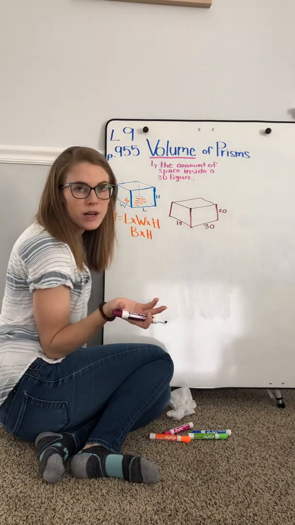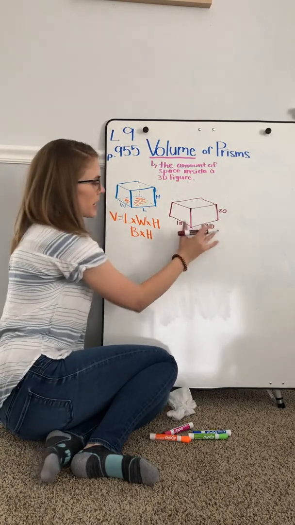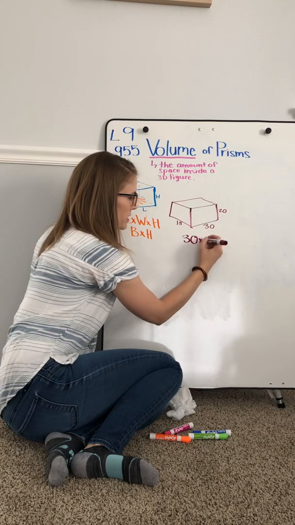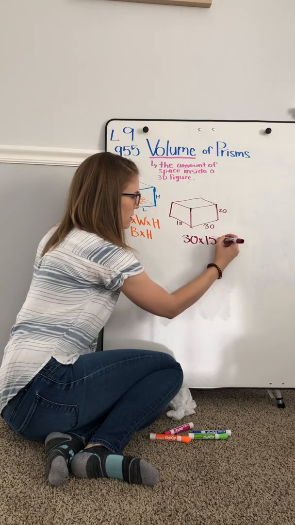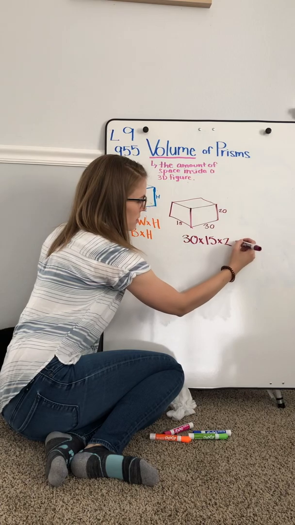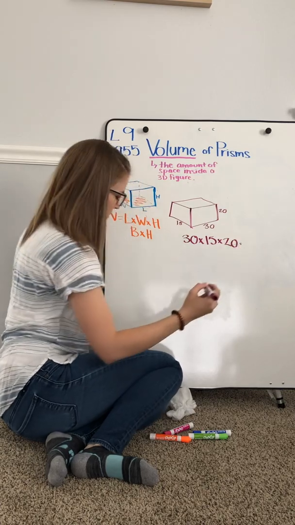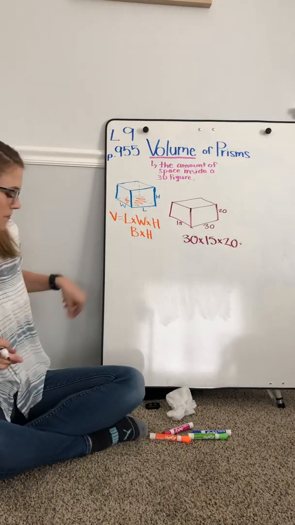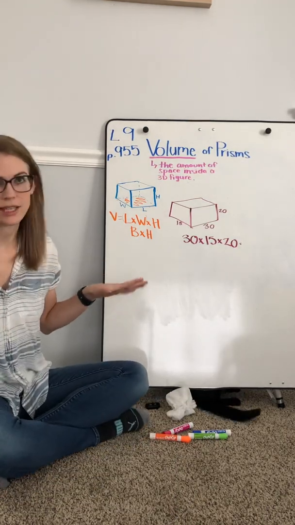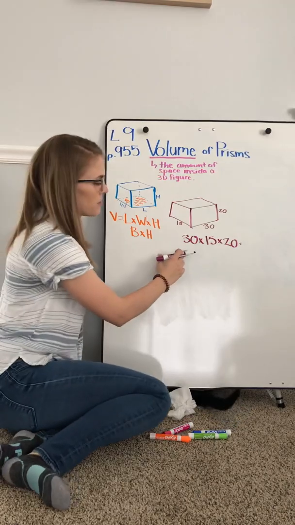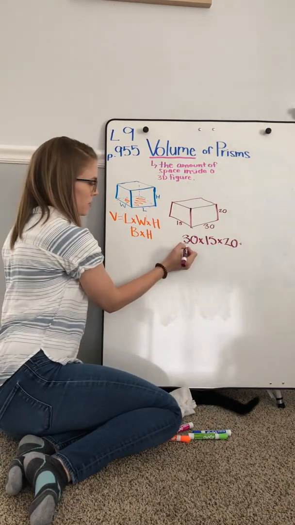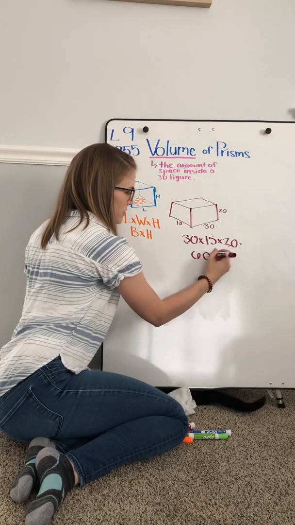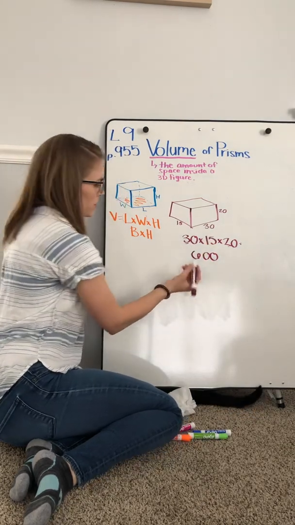So we're going to use our formula for that, length times width times height. So 30 times 15 times 20. I know that, again, I can rearrange these however I want to, and I'll still get the same answer. I'm going to go ahead and do 30 times 20 first because I know my trick for that. 3 times 2 is 6. Add the 2 zeros, that gives me 600. And now I'm going to multiply the 15.